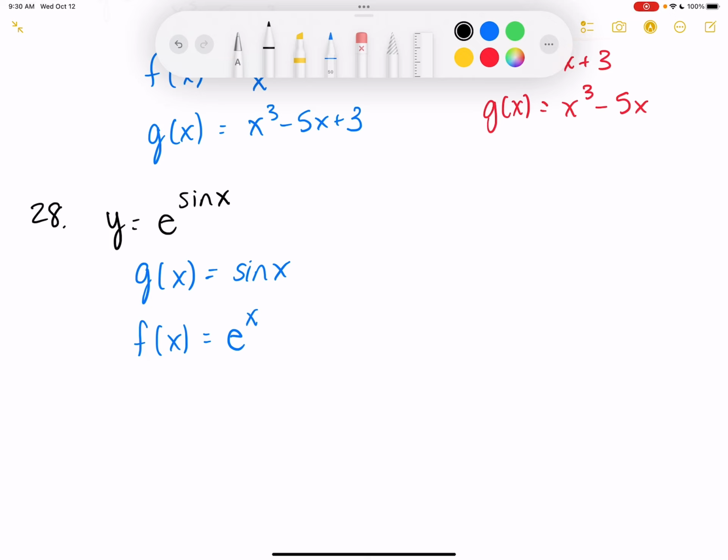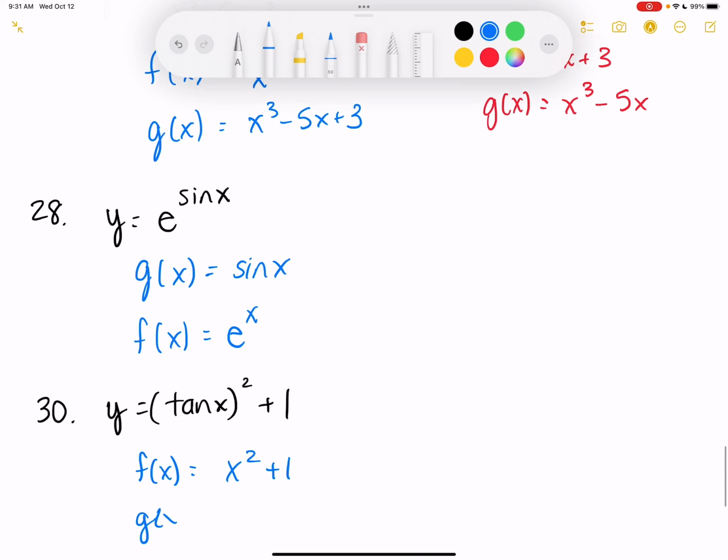All right, one more of these, and then we have one more little thing in this section, and then that's it for this section. All right, 30. Y equals tangent of x, and that whole thing is squared, plus 1. F of x could be x squared plus 1, and then g of x would be tangent of x. Yep, g of x would be tangent of x then.